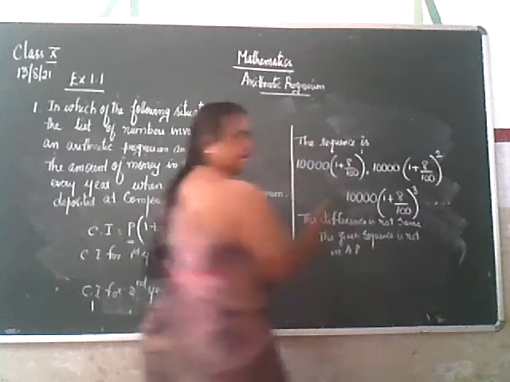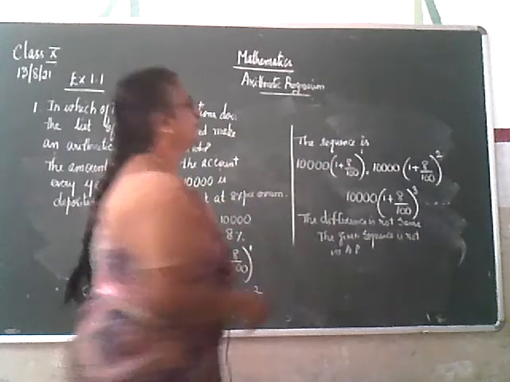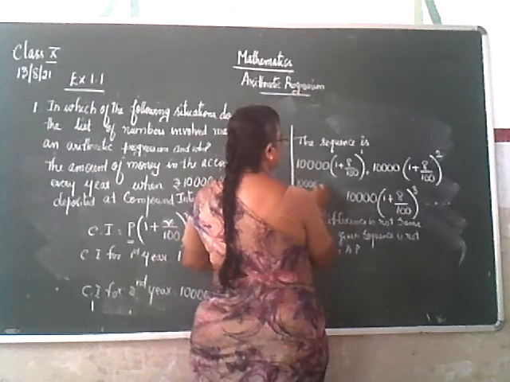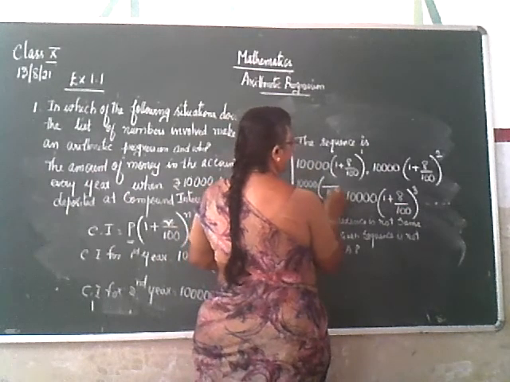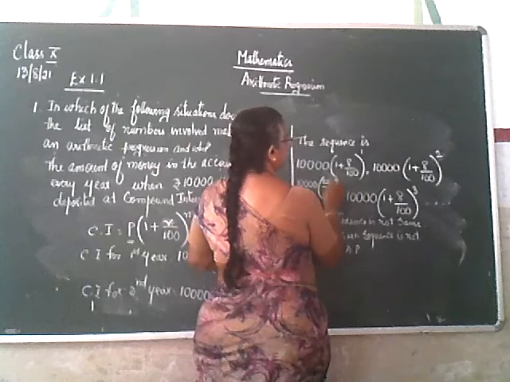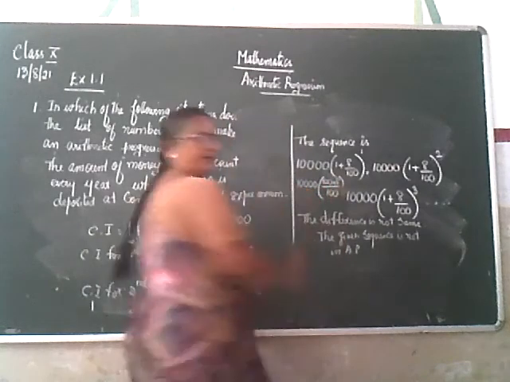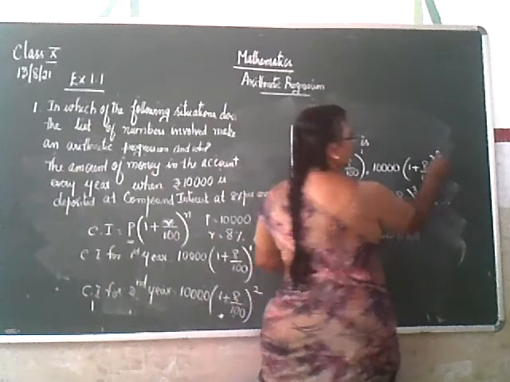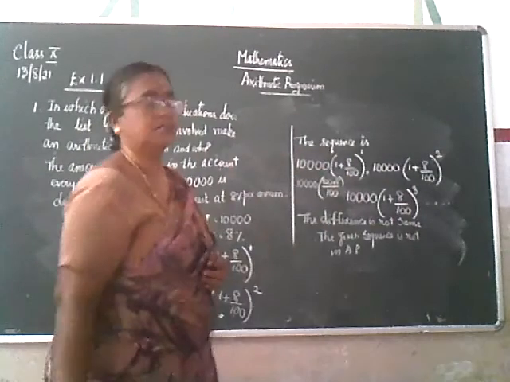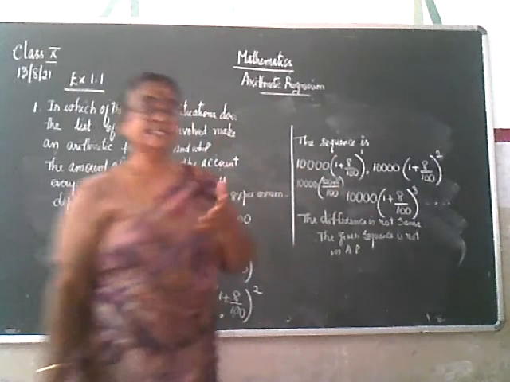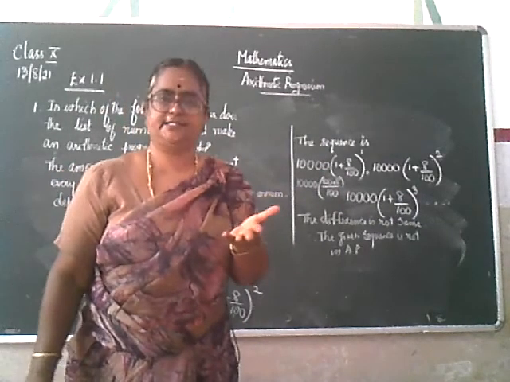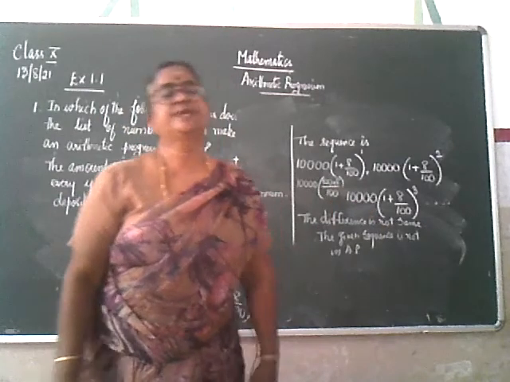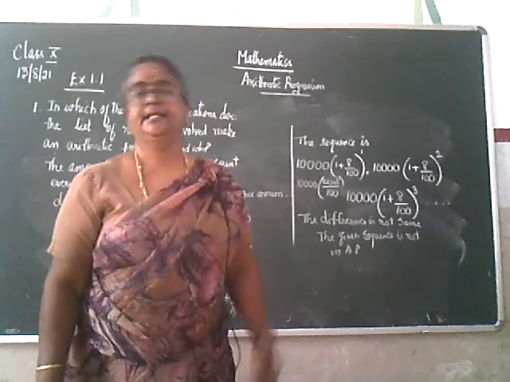Because you must take the LCM and see it, okay? I must write 10,000 into, taking LCM 100, 100 plus 8, that is 108 by 100. Again here, 108 by 100 the whole square. Again the differences are not the same, isn't it? So the difference is not the same, so the given sequence is not in AP.